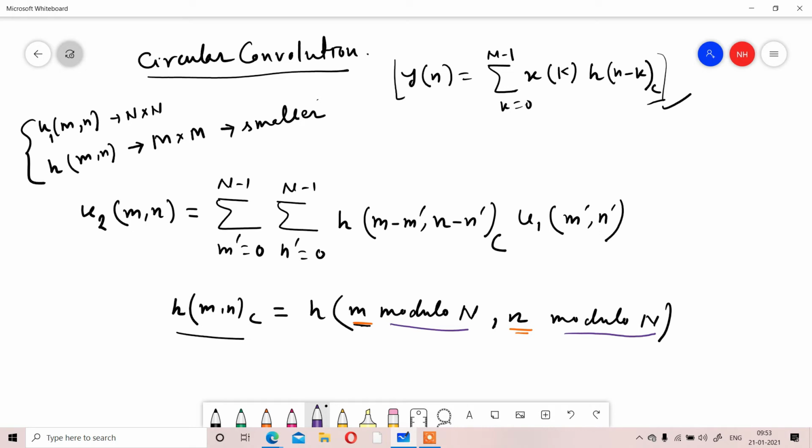The value of m and n here is not the value of your sequence, keep in mind. It is the index position of your sequence, like minus 1, minus 2, minus 3, and so on. The index position of your sequence, not the value of your sequence.